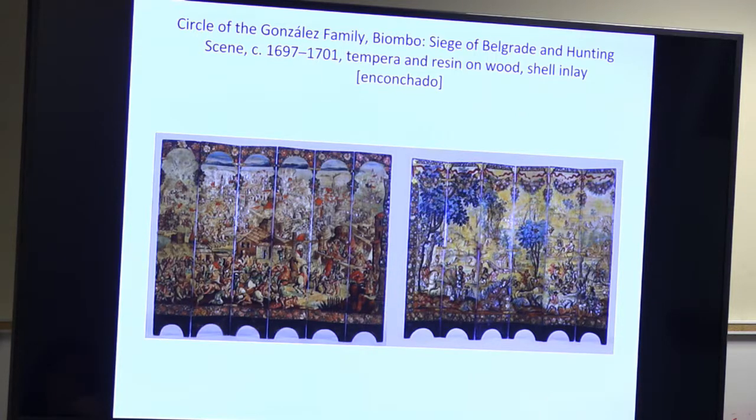The correct term is biombo in the colonial art historical scholarship. Because they're freestanding, both sides are painted. And in this one, one side represents the siege of Belgrade. The other side has a hunting scene, kind of like a genre scene. This dates from the late 17th century, 1697, 1701. It's described as tempera and resin on wood with shell inlay. There's a word for shell inlay, and that's enconchado. Concha means shell. Enconchado means kind of shelled. So these objects are known as enconchados. That's the correct term for this.